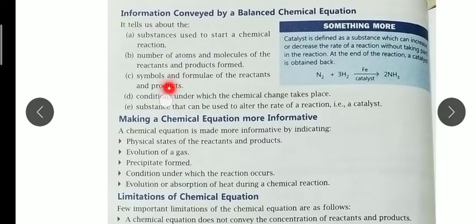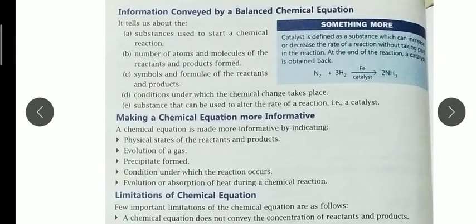We can also easily write any chemical equation by using the symbols and formulas of the reactant side and the product side. It also shows the conditions under which the chemical change occurs.